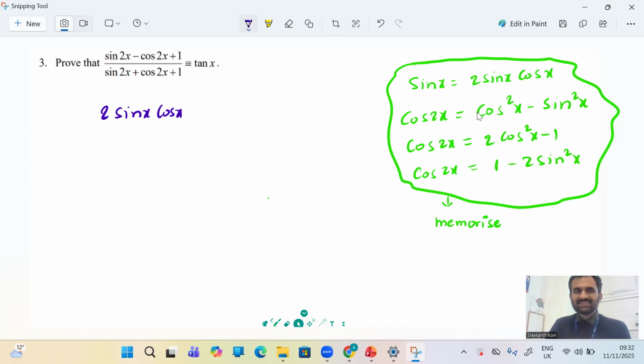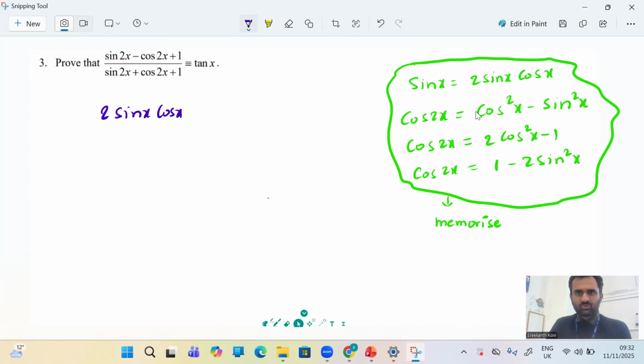However, you need to understand the context. See here, eventually we need tan x. So using the right formula for cos 2x is helpful here.